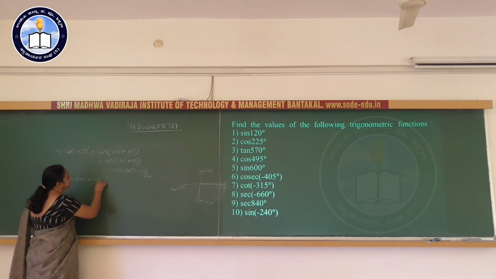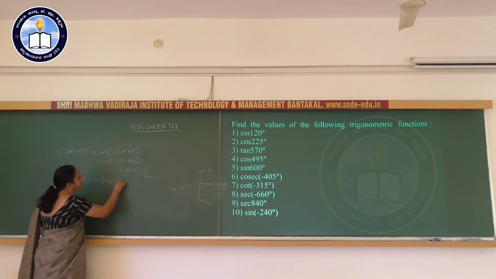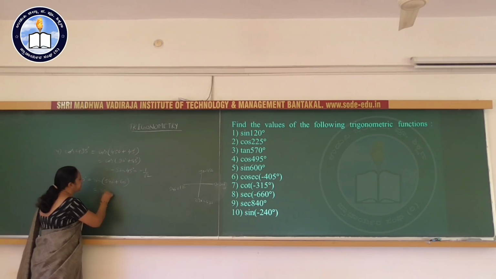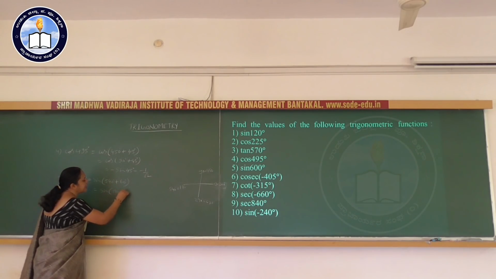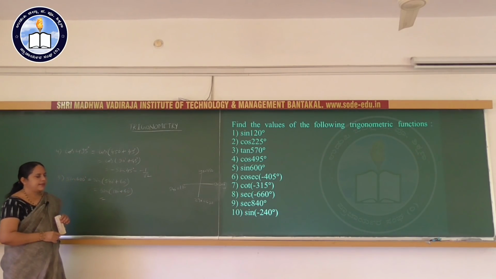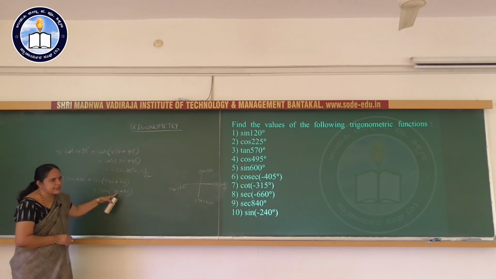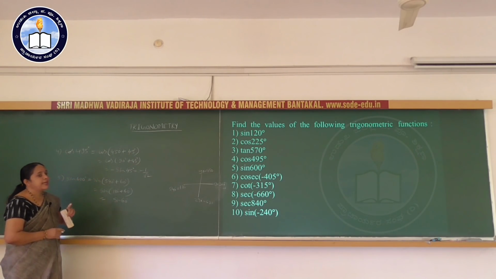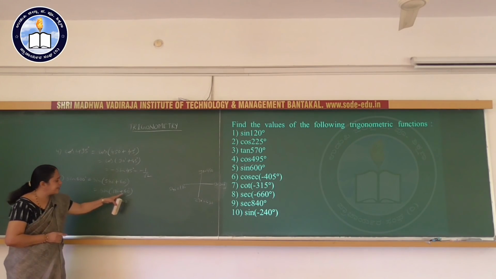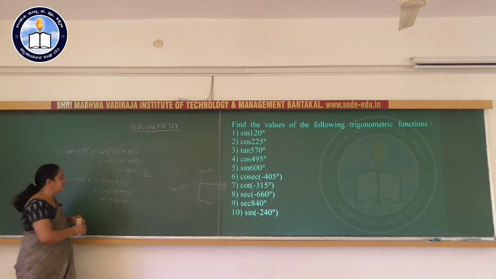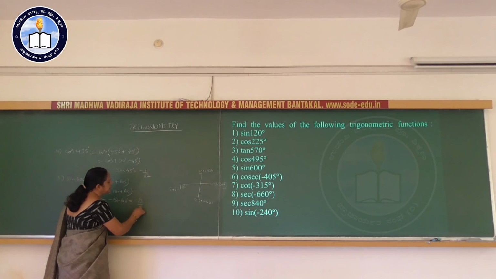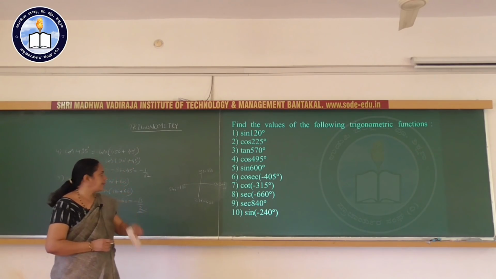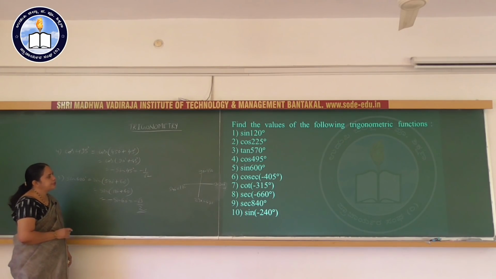We can write sin 600 as sin (540 plus 60), but sin 540 is the same as sin (180 plus 60). What about the ratio for 180 plus or minus x? It remains the same. First write sin 60 degrees. This angle is in the third quadrant. In the third quadrant, sin theta is negative. So the answer is minus root 3 by 2. So the value of sin 600 degrees is equal to minus root 3 by 2.